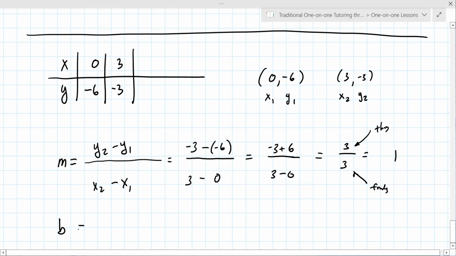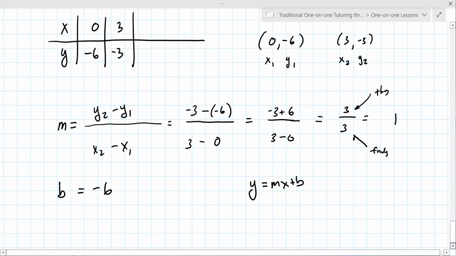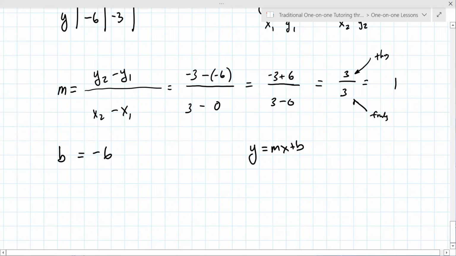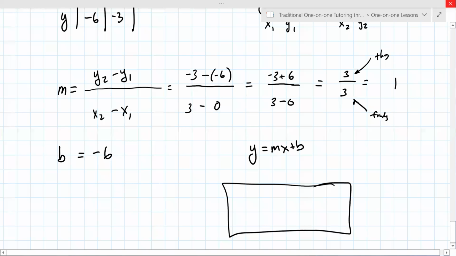What is the B value from the table? -6. Good. So the equation is mx plus b. Can you give me the final answer using the slope and the intercept? What goes in the box here for the final answer? Y equals 1x plus -6. You take away the plus and just it's -6.